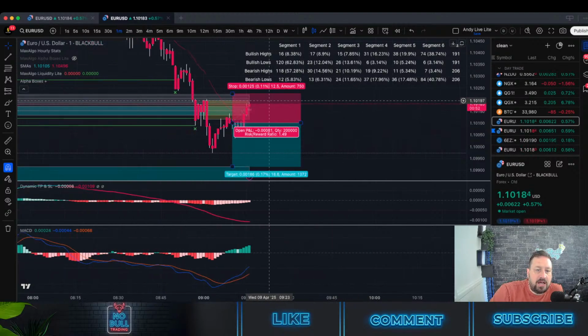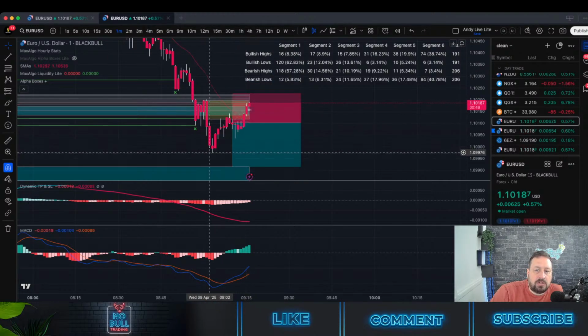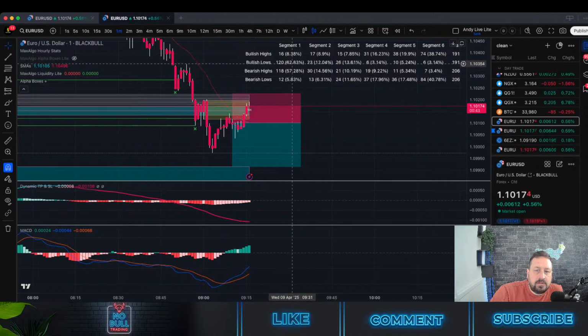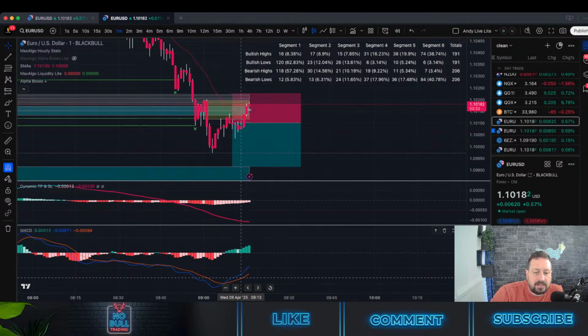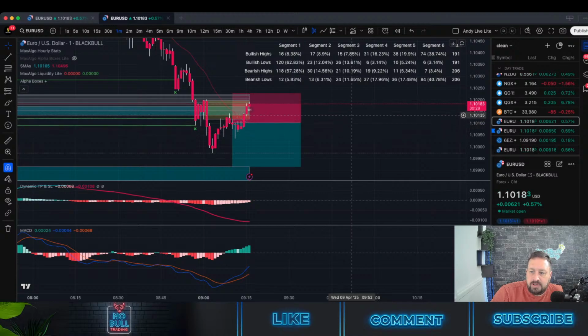If we take this high, we're 16 minutes in, which means our low for euro is in segment 1. 62% probability. Quite a strong pullback. If you're not in, I wouldn't be getting in.